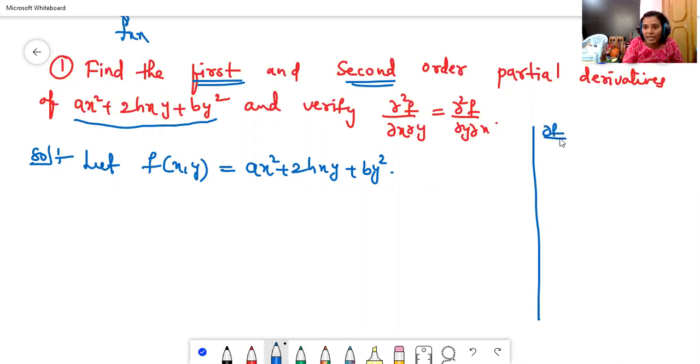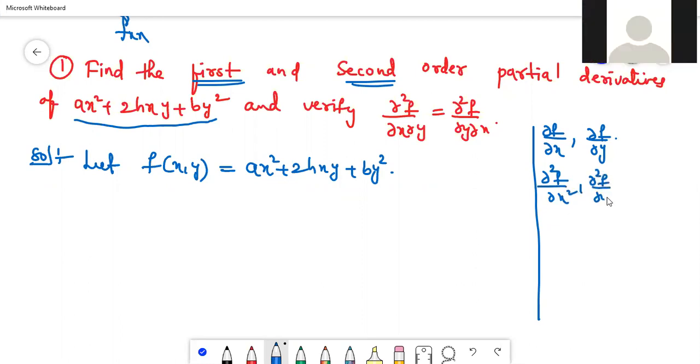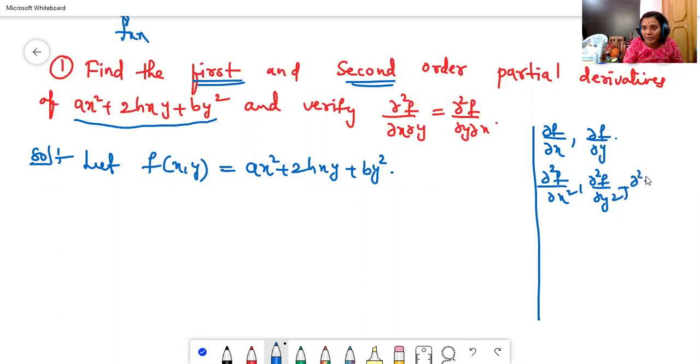Suppose we take the given function f. The first order derivatives are dou f by dou x, dou f by dou y. The second order derivatives are dou square f by dou x square, dou square f by dou y square, dou square f by dou x dou y, dou square f by dou y dou x. These are the second order derivatives. If we have an idea of these, it is easy to find the first and second order partial derivatives of the function.